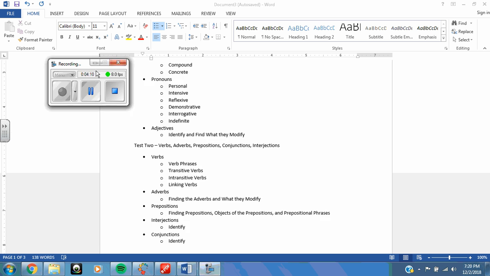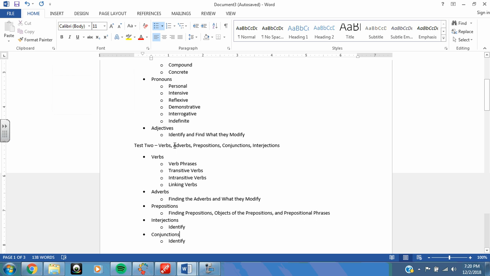Okay, so the second test is going to cover verbs, adverbs, prepositions, conjunctions, and interjections. Probably the most difficult part about this test is going to be verbs. You'll have to be able to identify verbs or verb phrases and tell me whether they're transitive verbs, intransitive verbs, or linking verbs. Then, of course, with adverbs, you will have to find them and tell me what the adverbs are modifying. Prepositions, finding prepositions, objects of the prepositions, and prepositional phrases.